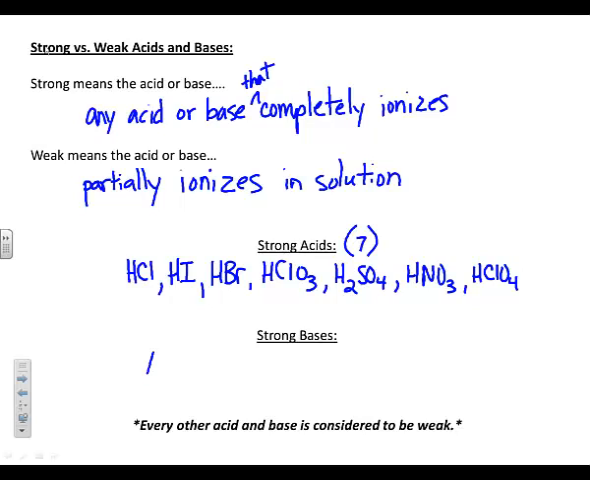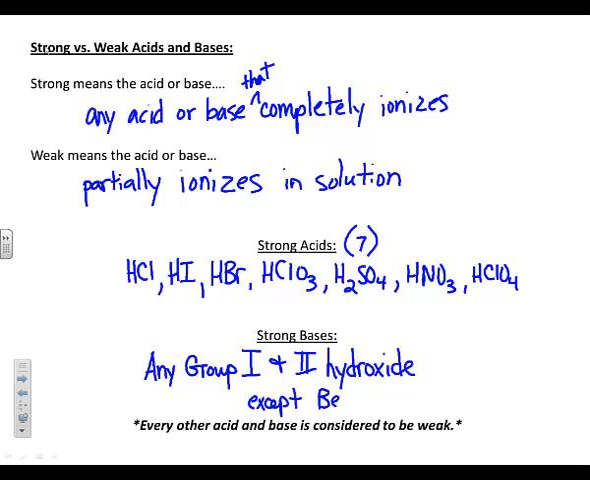It's any group 1 and 2 metal, except for beryllium and magnesium. So any group 1 and group 2 hydroxide, except beryllium and magnesium. Awesome. So the alkali metals and alkaline earth metals, for those of you that have memorized those names. So we're good to go there. Let's go on, see where this takes us.